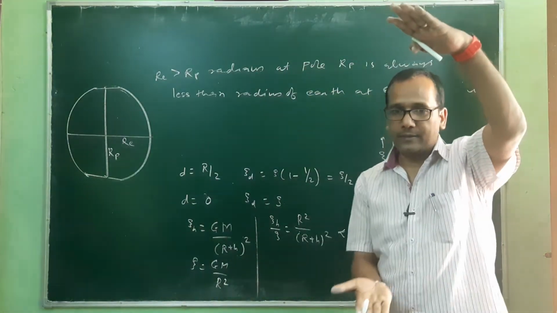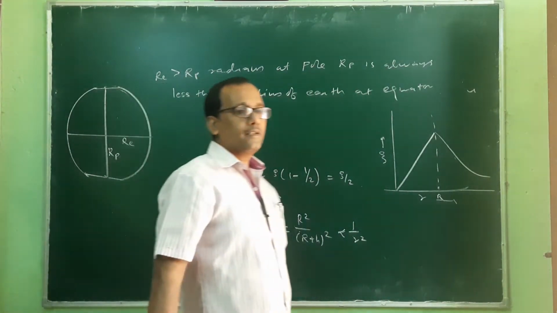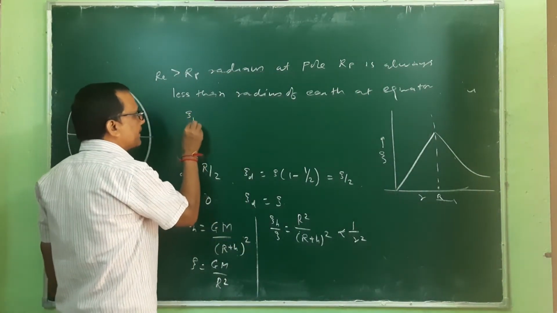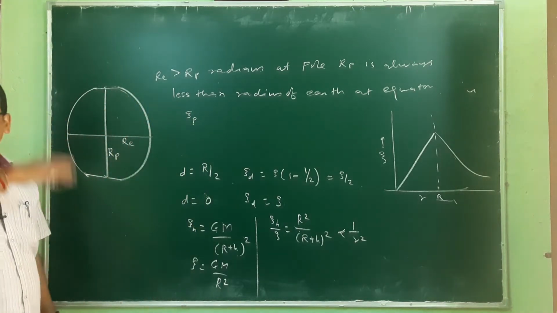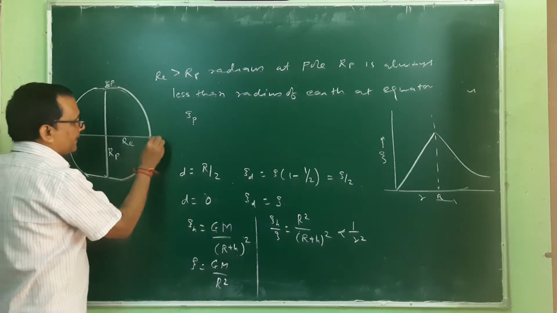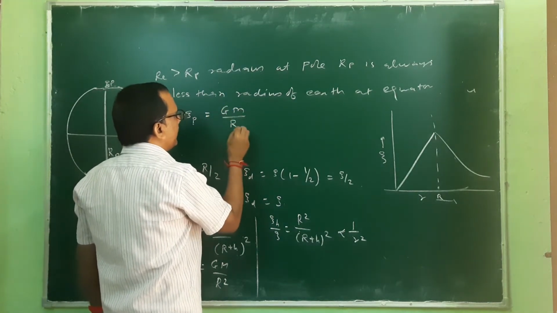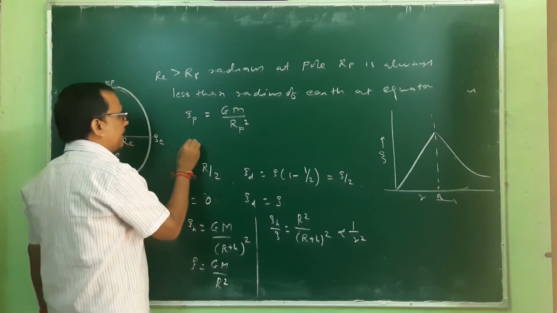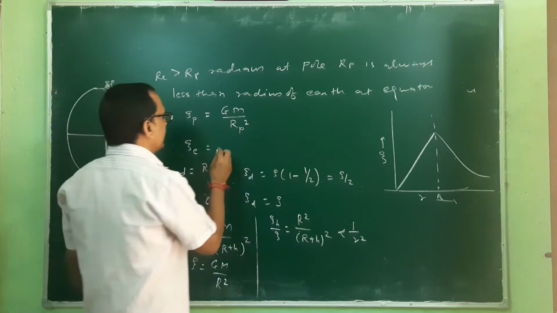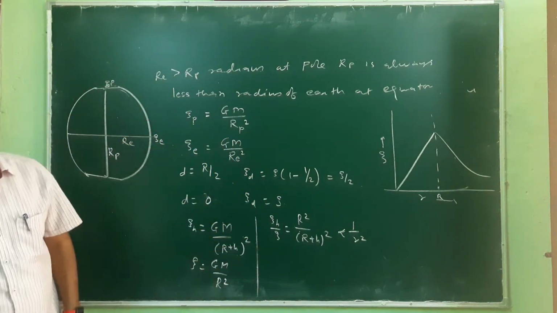The Earth is slightly flattened at the pole from the actual sphere. So the radius at the pole is always less than the radius of our Earth at the equator. So we will calculate g_P toward the pole, somewhere here. This is g_P, and here this is g_E. So this g_P will be equal to GM by R_P^2, and g_E, the acceleration due to gravity at the equator, will be GM by R_E^2. That initial relation we have taken.